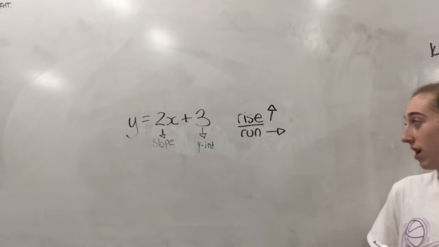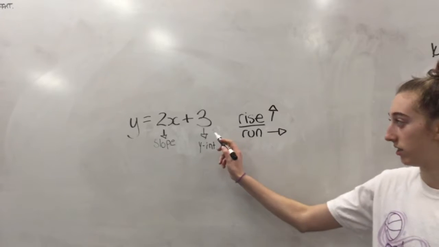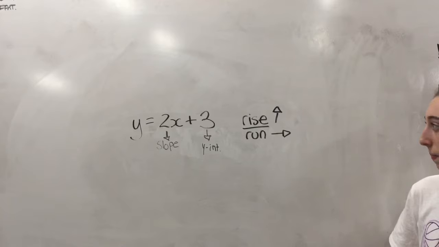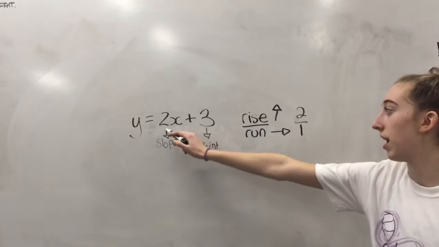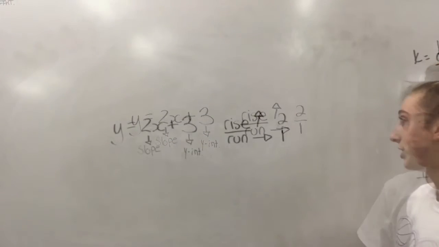The way we start graphing a linear function is we first find the y-intercept. In this case, it is 3. And then we find the slope. The slope is equal to rise over run. In this case, the slope would be 2 over 1 because we have 2x, and x is just equal to 1 in this case. We're doing the rise over run.